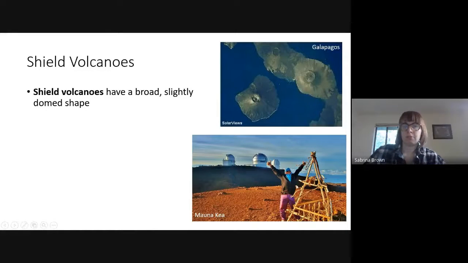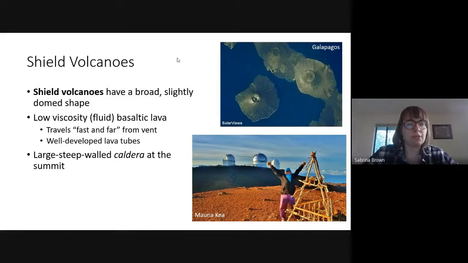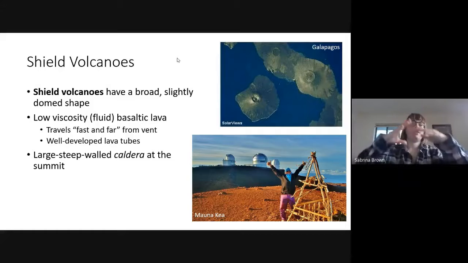You can see someone standing on Mauna Kea, which is a shield volcano. Here are the Galapagos Islands, which are volcanic islands from space. Shield volcanoes are made up of low viscosity, or you can think of them as that more fluid basaltic lava. Because it's low viscosity and more fluid, it can travel really far and really fast from the vent. And then you can also get hardening of the outside of the lava flow, but it's still melty inside. That liquid part inside can travel far, being protected from the air by the hardened outer part. And that's what we call lava tubes. You can make these really long tubes of hardened stuff on top, but liquid stuff inside, kind of like a little straw out from the main vent of the volcano.